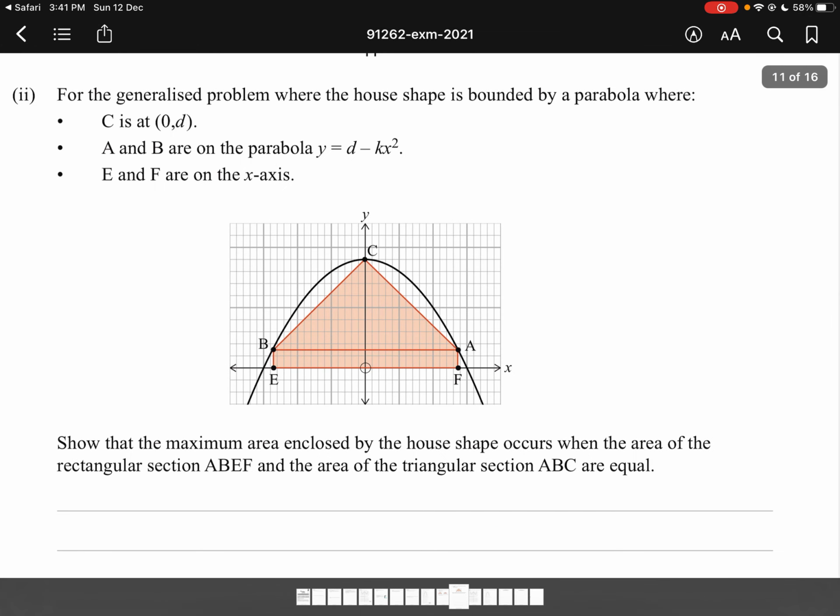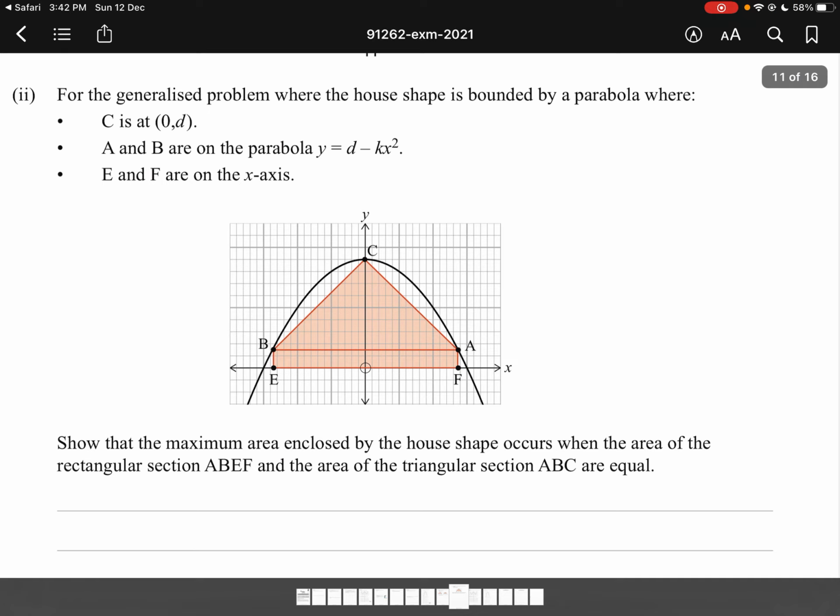For the generalized problem, when the house shape is bounded by a parabola, C is at (0, D), A and B are on the parabola y equals d minus kx squared, and E and F are on the x-axis. Show that the maximum area enclosed by the house shape occurs when the area of the rectangular section ABEF and the area of the triangular section ABC are equal.